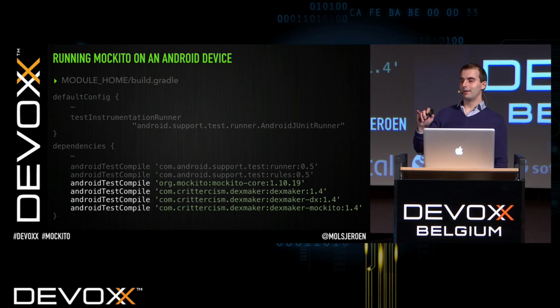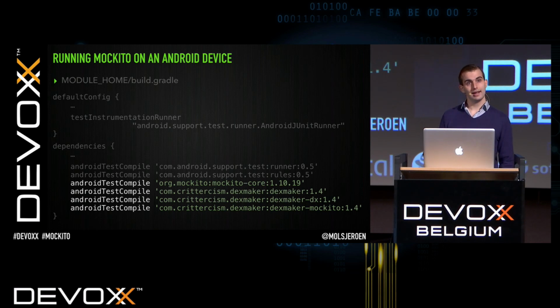Now, maybe you've noticed that these are a couple more dependencies than we had when we were using Mockito on a JVM. The reason is that Mockito generates classes at runtime for you. If you're running your test and you ask Mockito to create a mock, on the fly it creates an instance of that mock, so it needs to be able to create a class. The way you create classes is different in a JVM than on an Android device, because Android has its own virtual machine. So Mockito cannot do that out of the box.